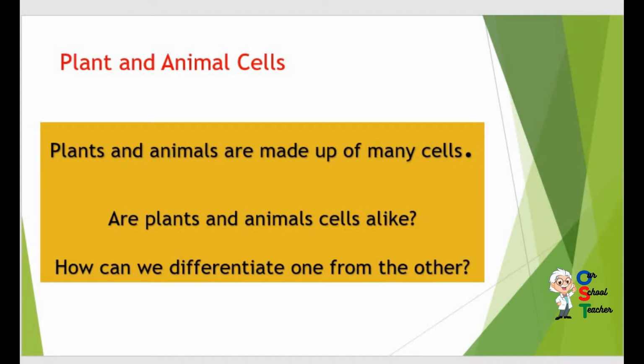Plant and animal cells are made up of many cells. They are multicellular organisms. Are plant and animal cells alike? Both plants and animals are living organisms and they are made up of many cells. But the question is, are plant and animal cells alike? How can we differentiate one from the other? So we will find the answer.